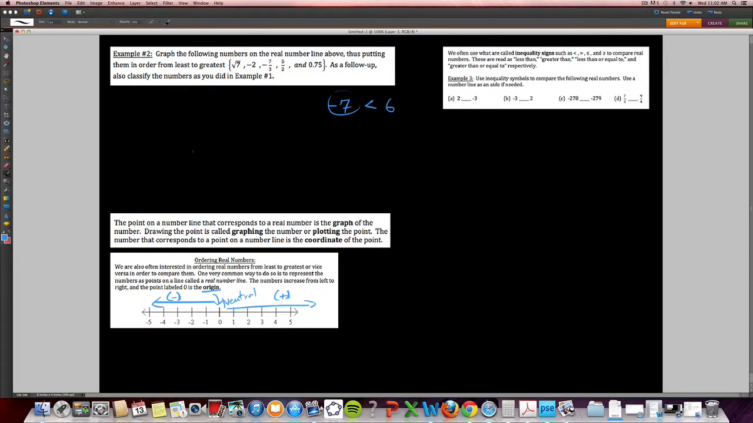Looking at the list up here, we have -2 and -7/3. 0 is not on the list of numbers, but we know that these are both negative. In terms of which ones are positive, we know that the 5/2, the 0.75, and the √7 up here are positive. So in terms of putting them in order, I don't know if I've got them in perfect order yet.